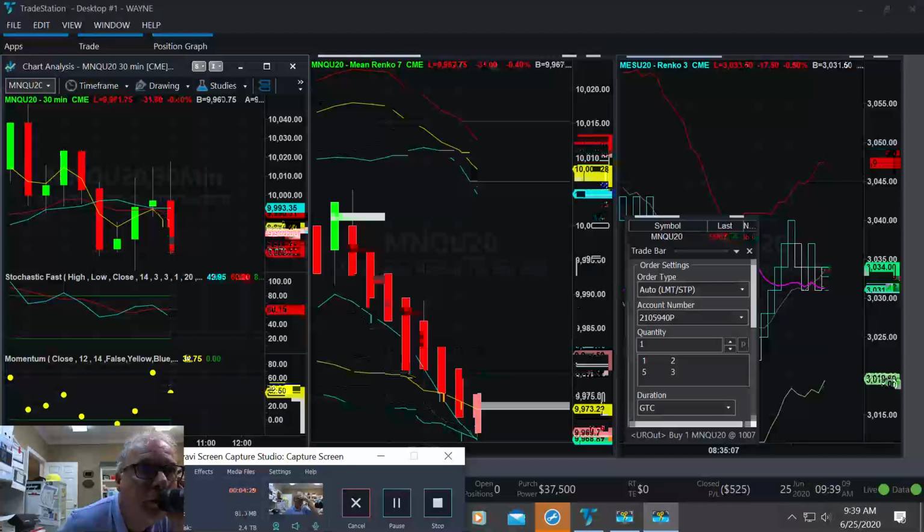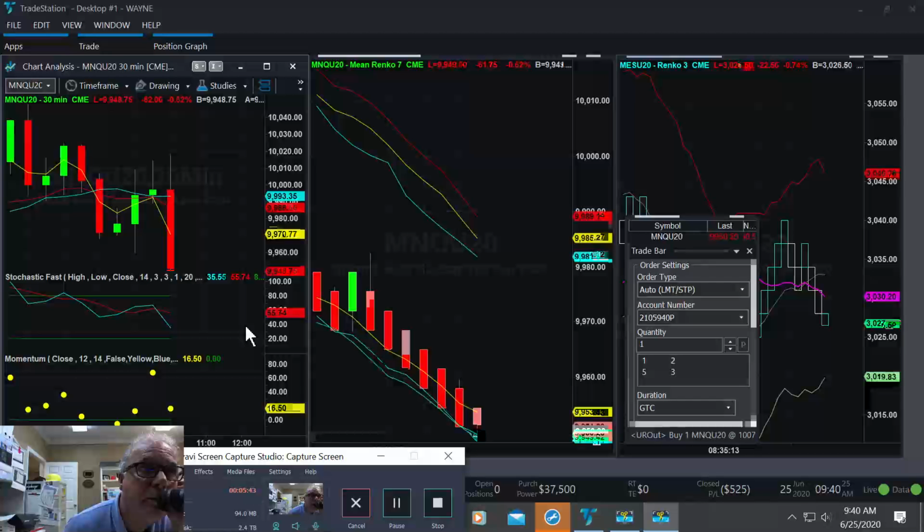Would prefer the 30-minute stochastic line to get down below 20. But it may or may not happen. But that's our preferred entry.